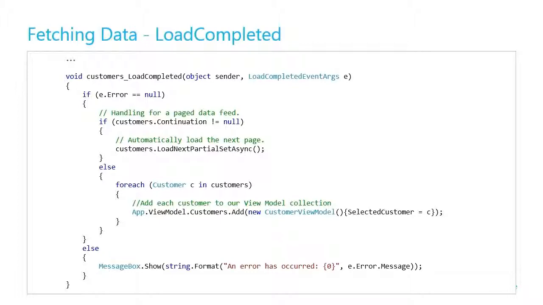And then in the load completed, this is where you get your data. There's a little bit of handling you have to put in for a page data feed, so the data can come down in chunks to you, so that logic there will handle that. And then you get your collection of customers, and they're in memory, and you can do whatever you like. In this particular example, we're adding each of the customers we've got to our view model collection, but that's obviously application specific.